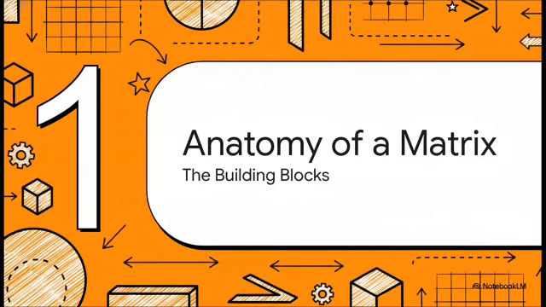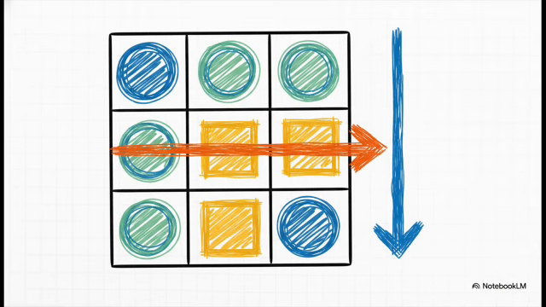Okay, so to really get what makes them tick, let's break down the basic anatomy of a matrix. The essential building blocks. And the structure is so simple. The lines of numbers going across, those are your rows. The ones going up and down, those are your columns. That's literally it. Every single matrix you'll ever see is just built from these two basic parts.